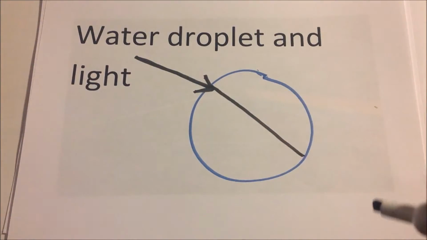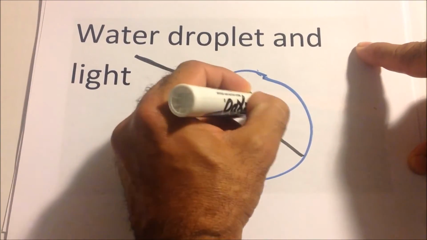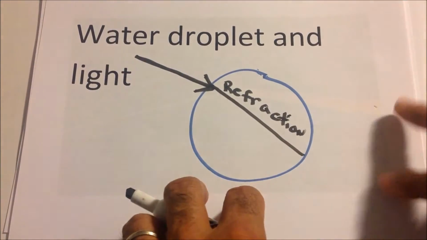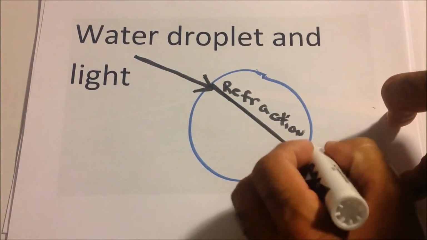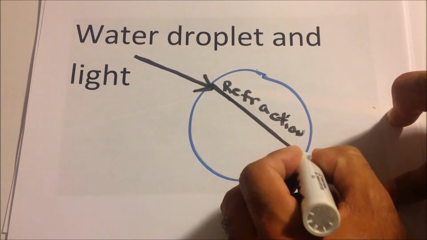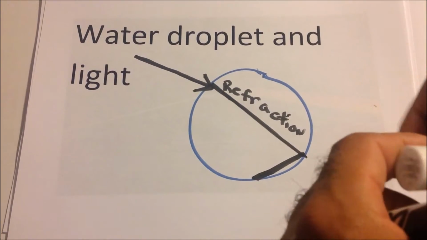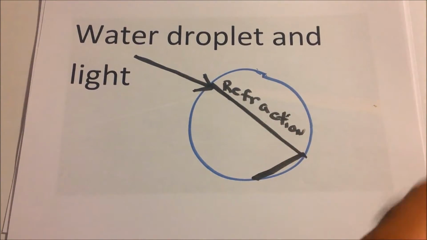So the bending is called a refraction. The bending is a refraction. So we have a little bend. So here's the angle. And then once it hits the other side of the water droplet, it's going to reflect. So we're going to have a refraction and then a reflection.